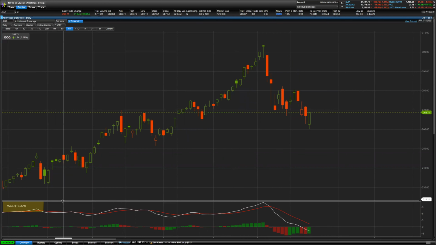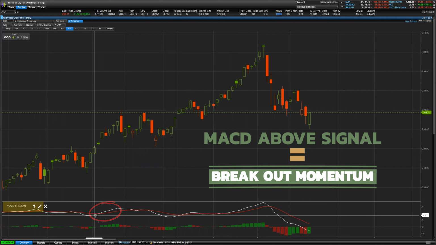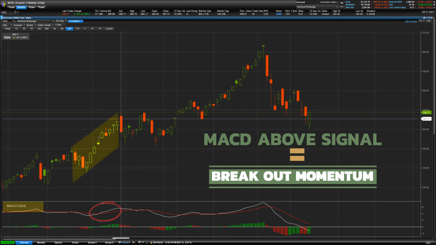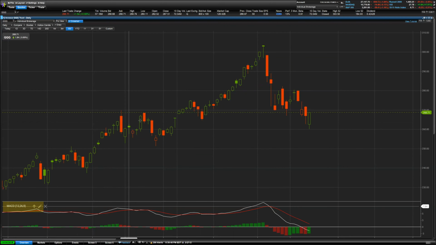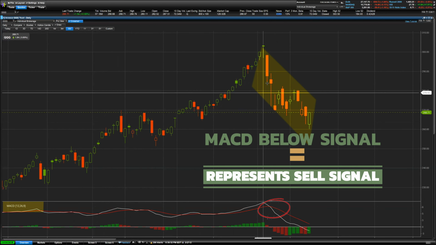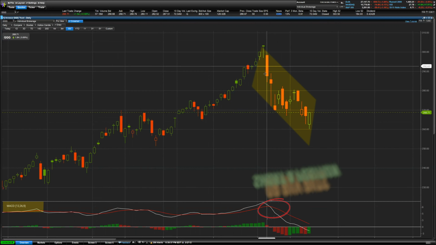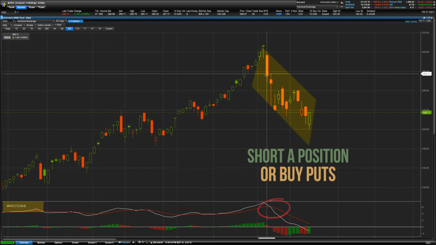Now, if we go here and look, we're going to be able to see that when we have our MACD line cross above our signal line, this represents a breakout in the market that we could take advantage of for a short-term swing trade, okay? When you see it crossing below like we do here, this is telling us that we have a sell signal, and it's either A, time to sell your long positions, or B, maybe we could short a position or buy some puts in the market here and capture that downturn, that breakdown in the market.